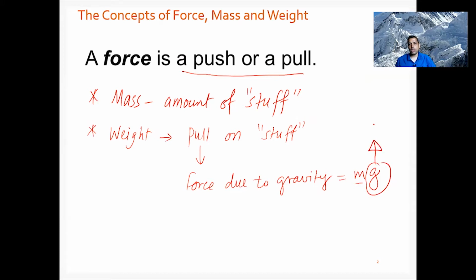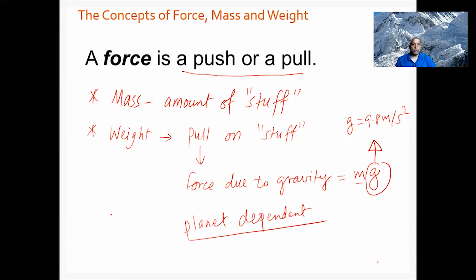So on the surface of the earth, what is the value of g? g is 9.8 meters per second squared. But by the way, g is planet dependent. If you go to a different planet or the moon, for instance, then the value of g decreases. On the moon, g is almost 1/6 of the value of g on the surface of the earth. So g is planet dependent.